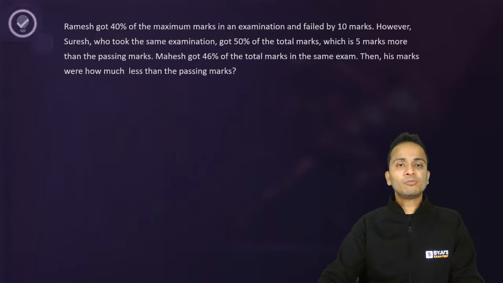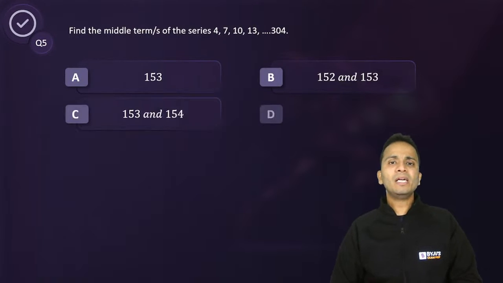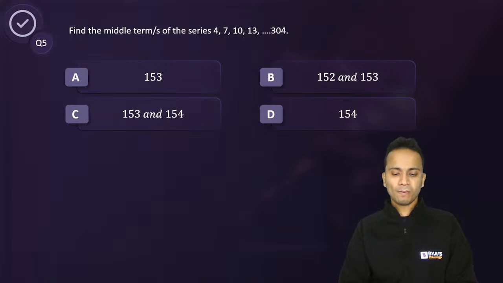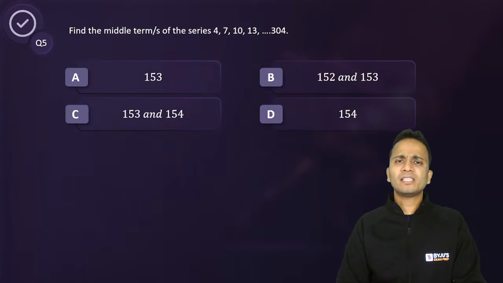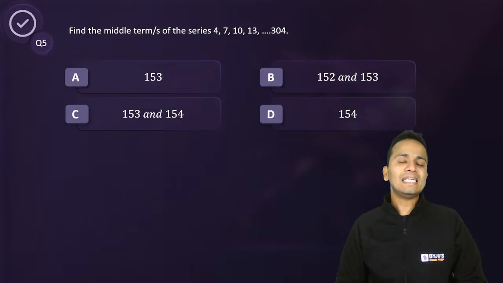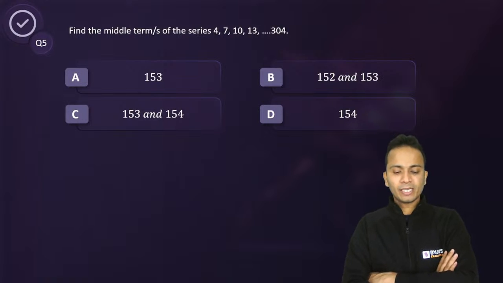Okay. Let's move ahead and look at the next question. Find the middle term in the given series. That was the fastest way to solve that question. It will hardly take 30-40 seconds to finish the entire one. Okay. Any answer for this one? People are saying option A, that is 153.